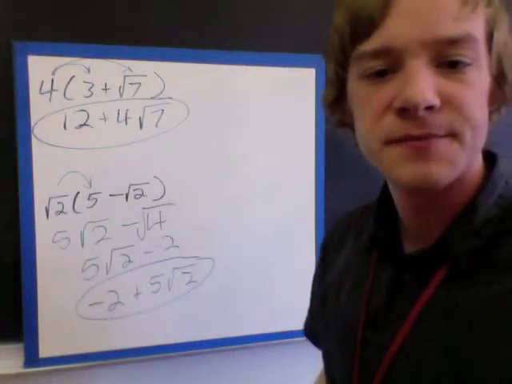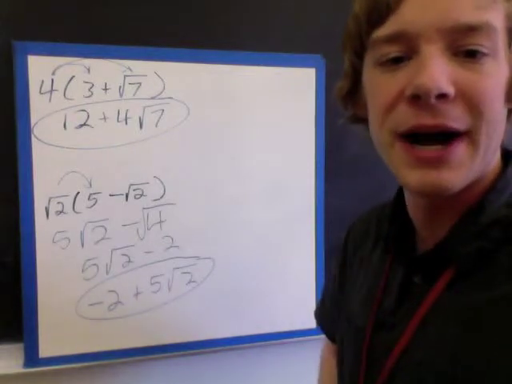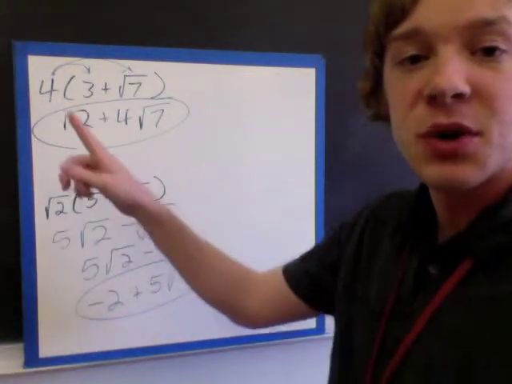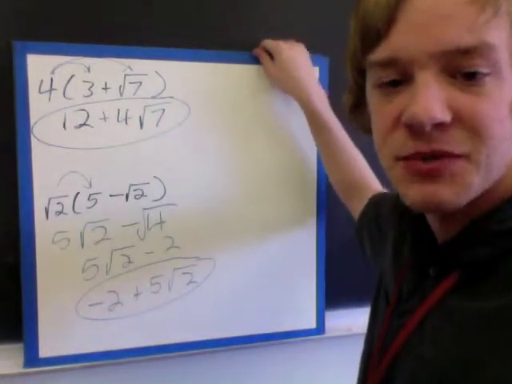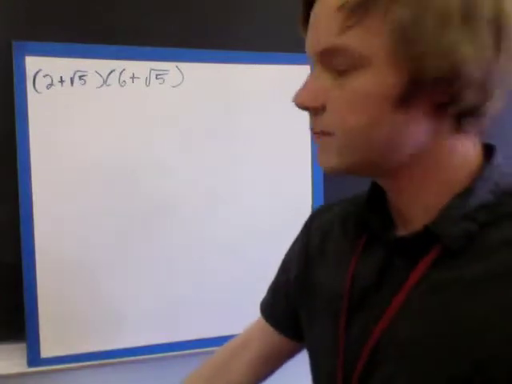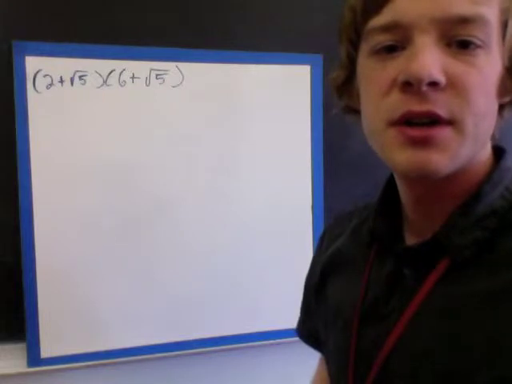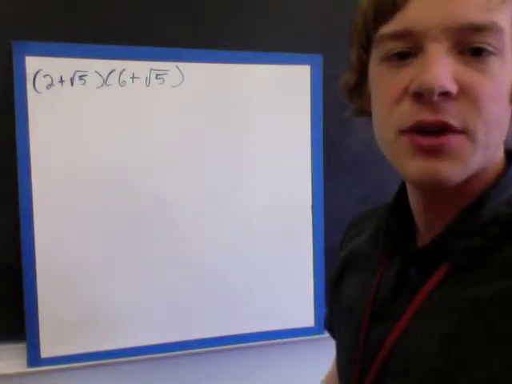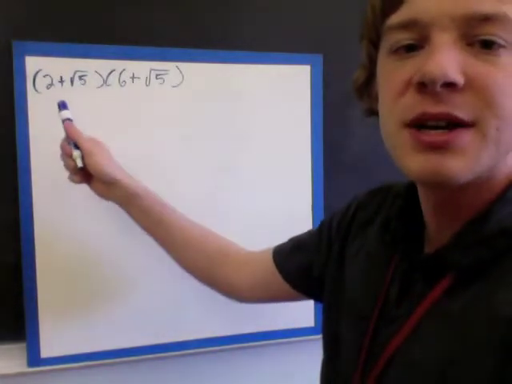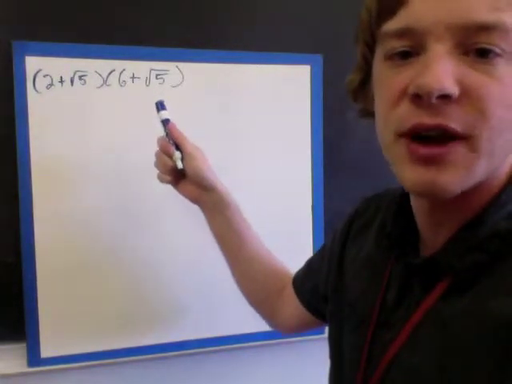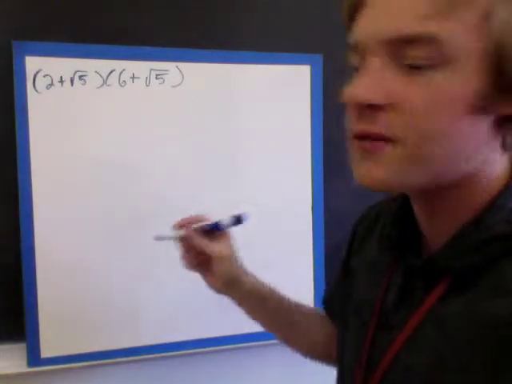Okay, now let's take a look at an example where we multiply a binomial times a binomial. So both of these, we had one thing that we're multiplying times two things. Now we're going to have two things times two things. Like right here, we've got 2 plus the square root of 5 times 6 plus the square root of 5. So I want to multiply this the same way that I multiplied binomials before. I'm going to multiply this 2 times both the 6 and the square root of 5, and then I'm going to multiply the square root of 5 times 6 and the square root of 5.